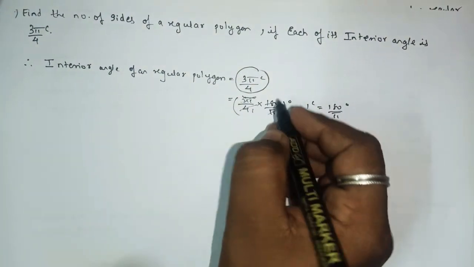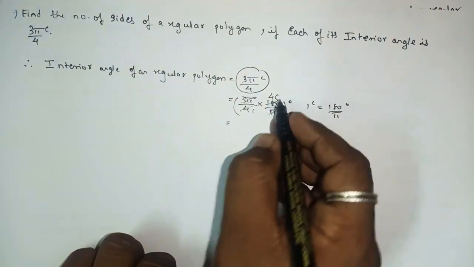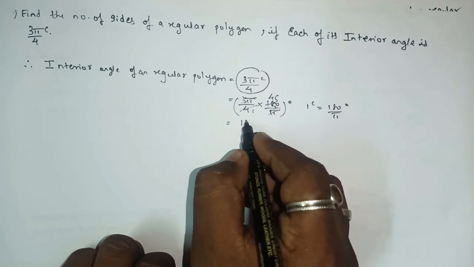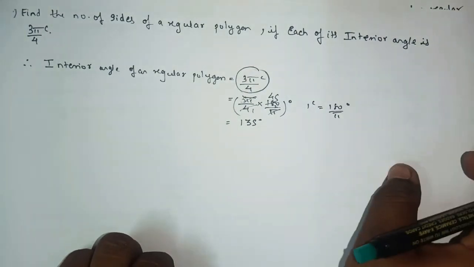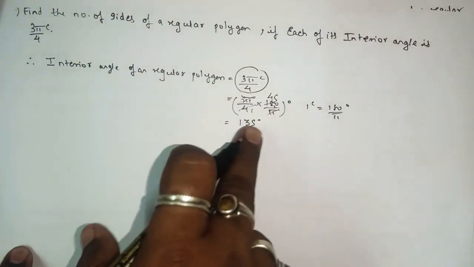So 4 ones are 4, 4 fours are 16, 4 fives are 20, so you will be left with 45 into 3. So the answer will be 135 degrees. So here we got the interior angle of the regular polygon in degrees.